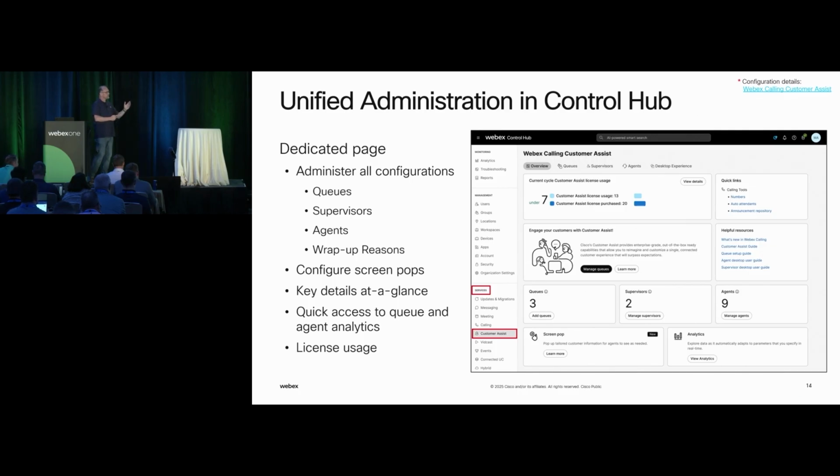So, administration. We see here under services, a Customer Assist page. It's a dedicated page, and this is where the administrator does all the configuration. They have their queues, their supervisors, their agents. We're going to see everything like the wrap-up reasons and some other things that are all within this page. So it's all managed from that one location in Control Hub.